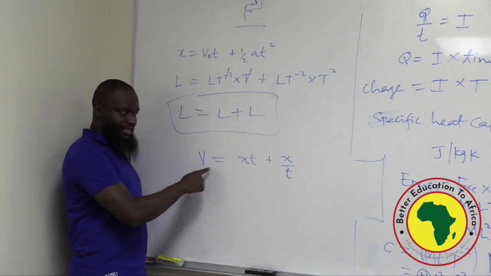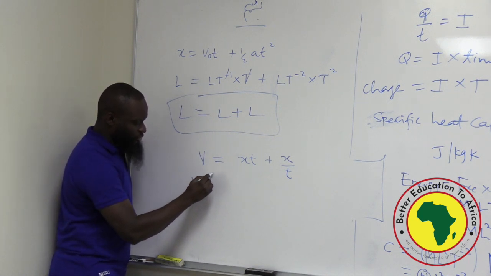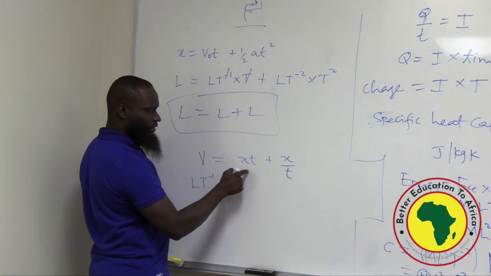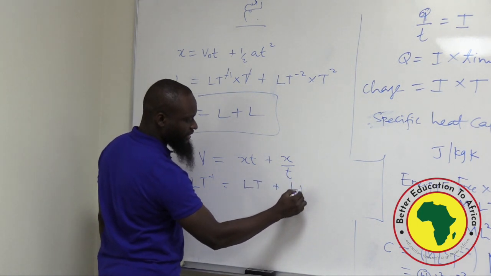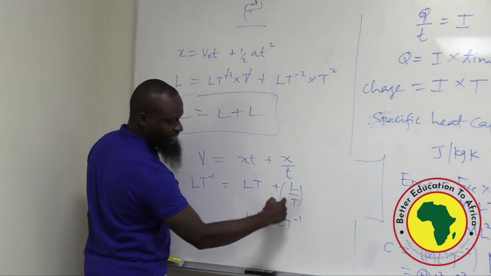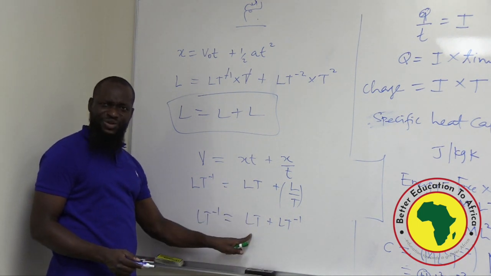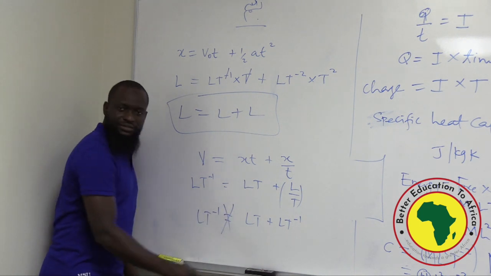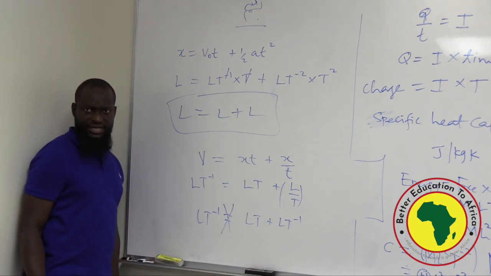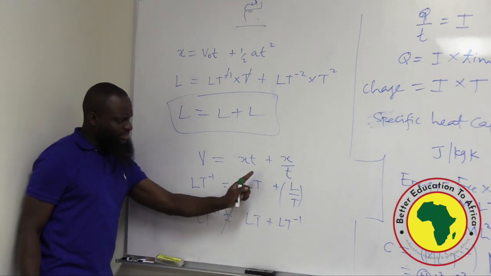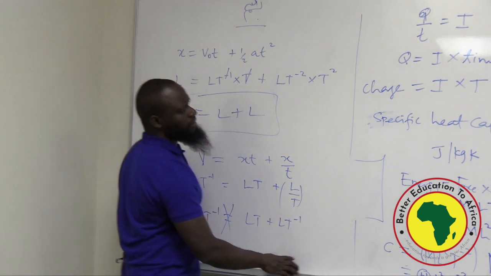Let's see. v is speed, x is distance, t is time. So speed is L t to the minus 1, equals x t, which is L t, plus L over t, which is the same as L t plus L t to the minus 1. This is L t to the minus 1. This one is not L t to the minus 1. So this equation is not correct, because the dimensions of the left-hand side are not equal to the dimensions of the individual right-hand side terms. So once you put your dimensions in, you can tell if an equation is right or wrong in physics. Is that okay? Good.